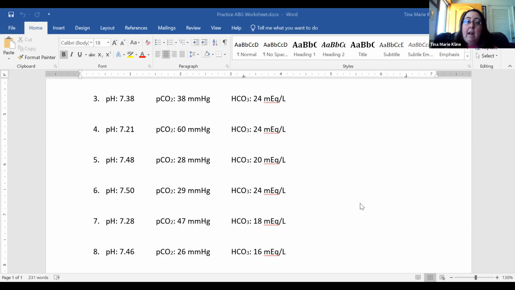Moving on to number 5, my pH of 7.48 is alkaline. So we're looking at an alkalosis. My PCO2 is 28, so that is out of whack and it's towards the alkalotic side. My bicarb is 20, which is also out of whack, but that's moving towards the acidic side. So this here is a respiratory alkalosis. Because my bicarb is also abnormal, it's considered a partially compensated respiratory alkalosis.